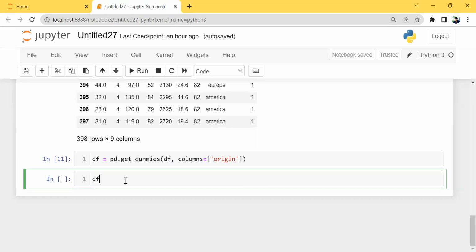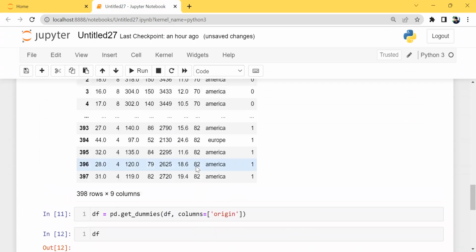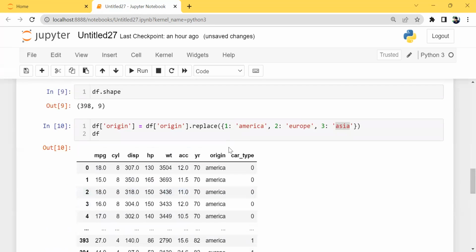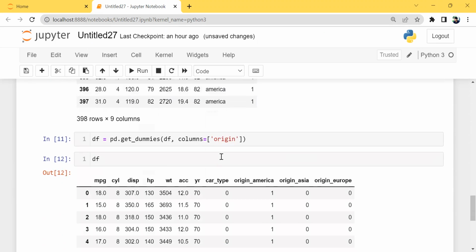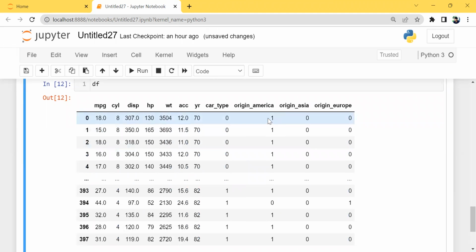what happens? If you want to check this, see here, you can check it when you call df. It has again been converted. See here, the origin column has been split into three additional columns, that is origin America, origin Asia, and origin Europe, right? For each of the columns we have values, 1 here, and zeros and zeros. So what does that mean?